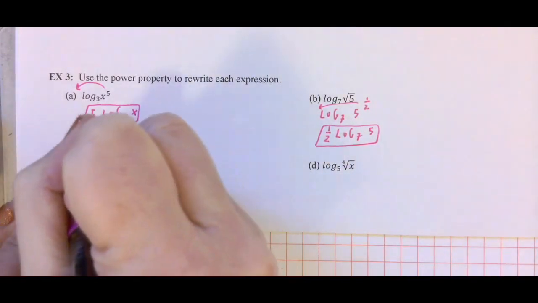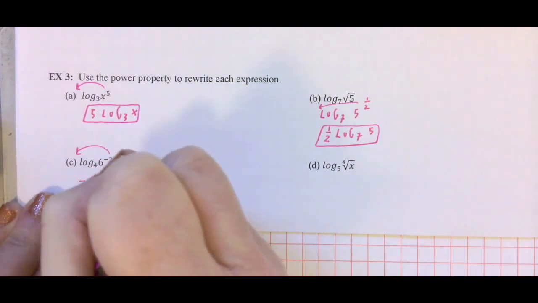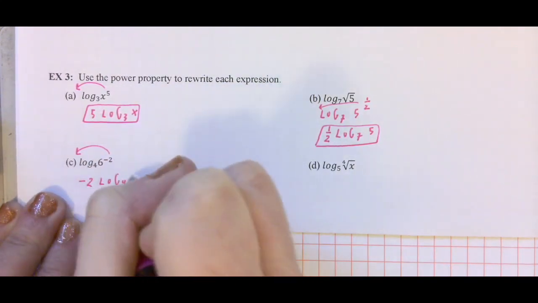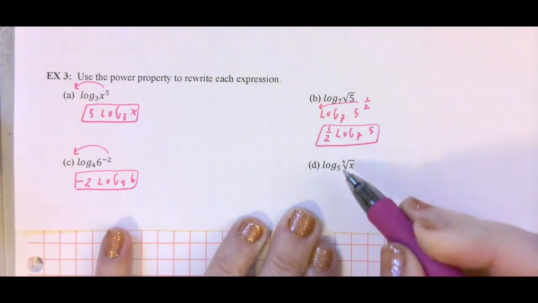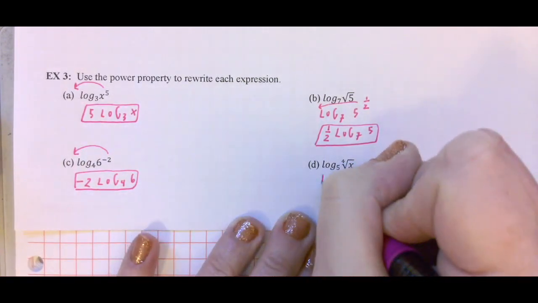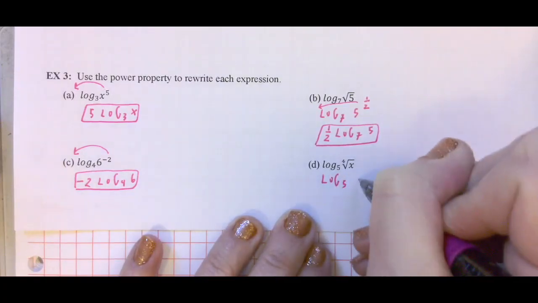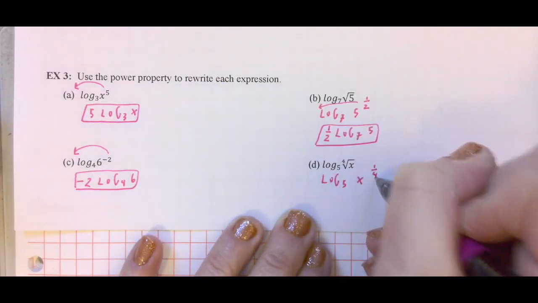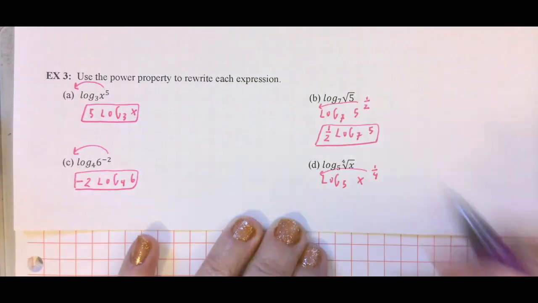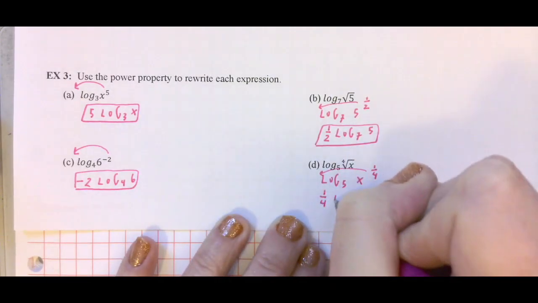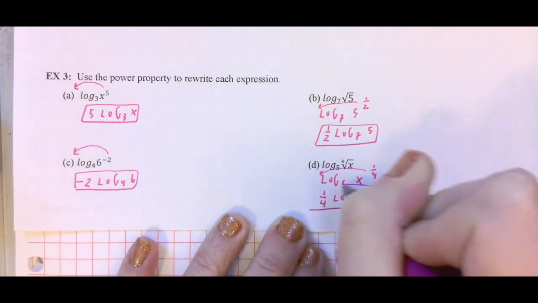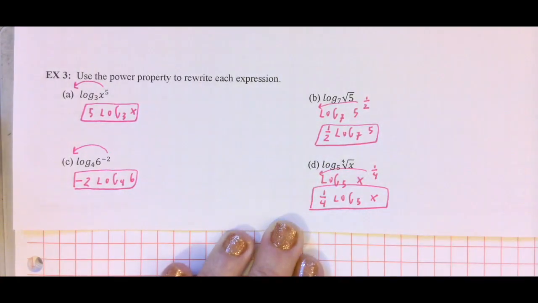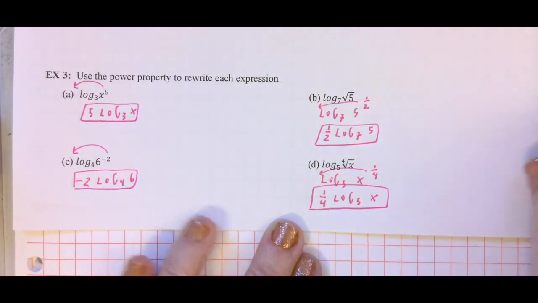Okay, the -2 comes out front, so -2 times log base 4 of 6. Okay, here again it's a root, so I'm going to rewrite it in exponential form, x to the 1/4 power, and then that 1/4 comes out in front. So 1/4 log base 5 of x. All right, so we're good on the first page. Let's flip it to the back.